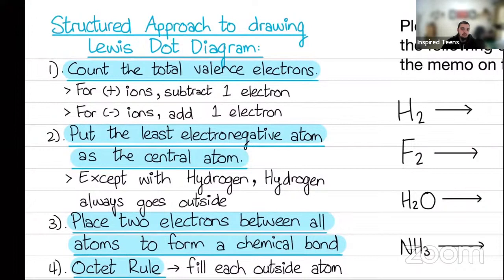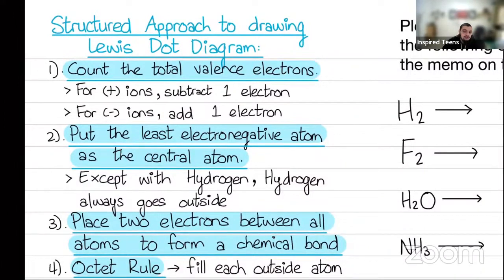The first rule is to count the total valence electrons, okay? That's easy, right? Because remember we said the valence electrons we get from the periodic table. We get it from the group number in the periodic table, Roman numerals, okay? That tells us the valence electrons.